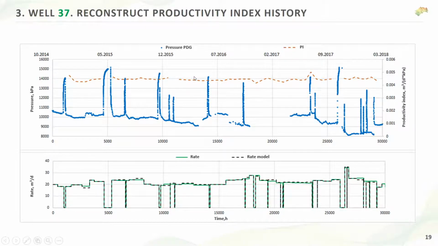And this is the productivity index. Through the whole period of production, it was more or less the same. There was no problem here with the productivity index, only with the reservoir pressure.